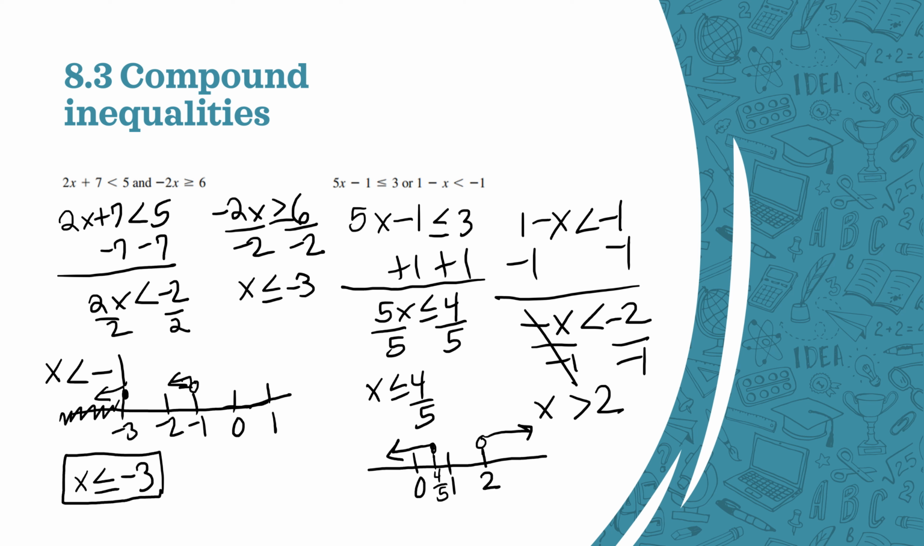Now again, if I pick 0 and plug it into this equation, negative 1 is less than 3. Great, it works. So that's it. As long as it works for one, we're fine because it's an "or" statement. If it was "and", it would have to satisfy both. Say I pick 3. Plug 3 into this equation. 5 times 3 is 15 minus 1 is 14, but it's not less than 3. It doesn't work. But let's test the other one. Plug in 3 for this inequality. 1 minus 3 is negative 2, which is less than negative 1. So that is definitely our solution for this problem.